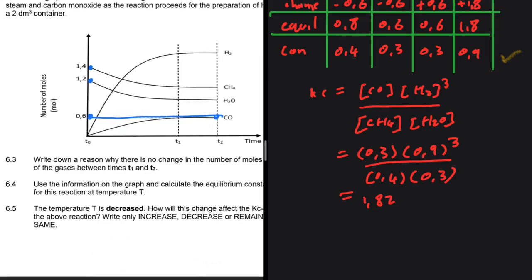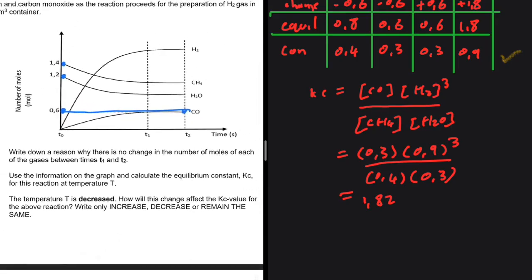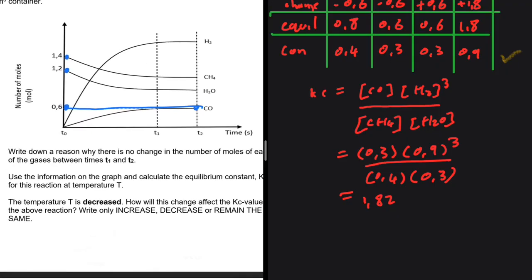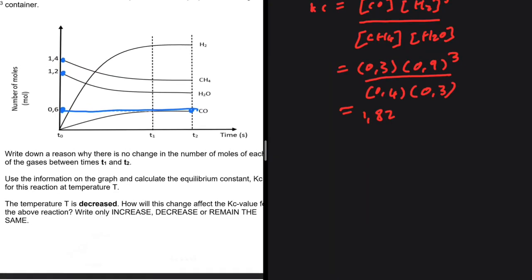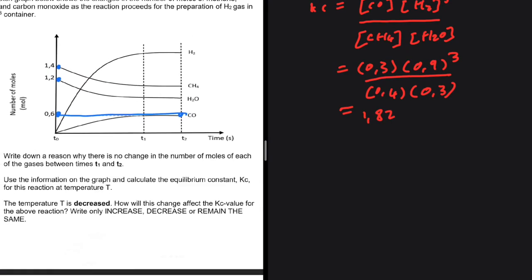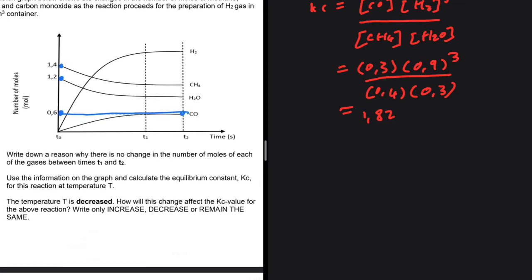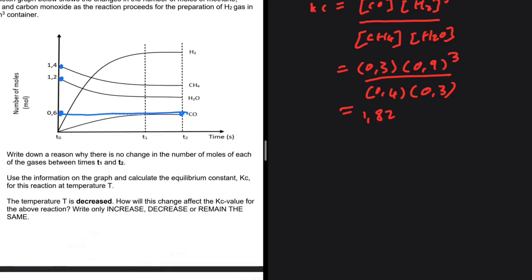That is 6.4. So tell me, here's a question for you. 6.5. The temperature T is decreased. How will this change affect the Kc value for the above reaction? Only increase, decrease, or remain the same. The temperature T is decreased. How will this change affect the Kc value? Let me know in the comments what you think the answer to this question is and why.